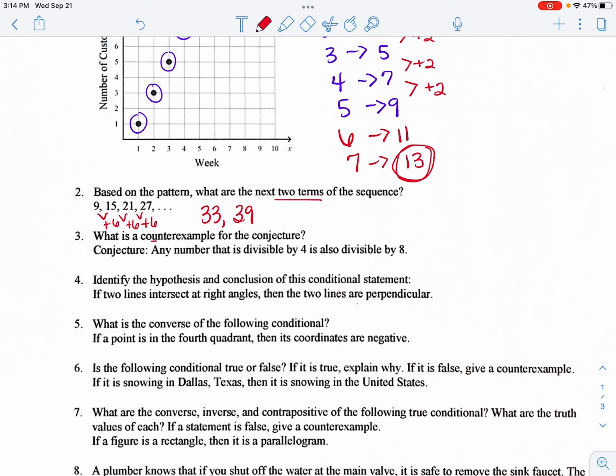Number 3, the counter example. Remember, that's just one example whenever it's not true. So we need to think of a number that is divisible by 4, but it is not divisible by 8. Again, we're looking for a counter example. So a number that's divisible by 4, not by 8, one quick example would be 12. 12 is divisible by 4, but it's not evenly divisible by 8. So any of those would work.